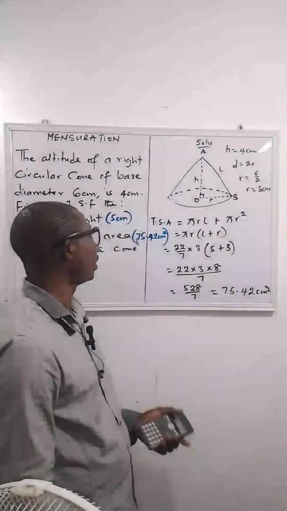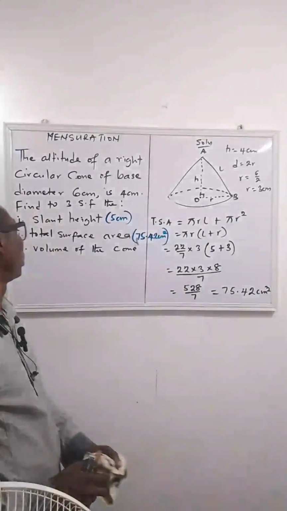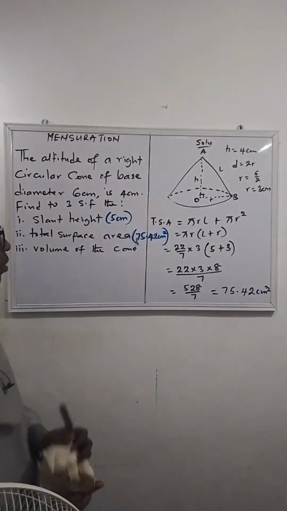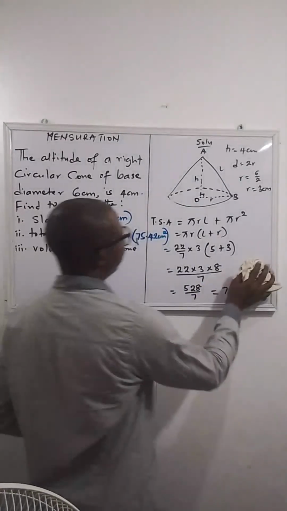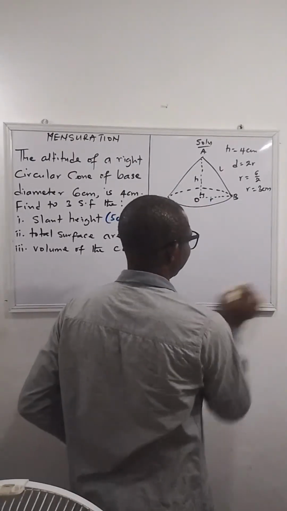So now the next thing is to find the volume of the cone. Let's find the volume of the cone. What's the volume?